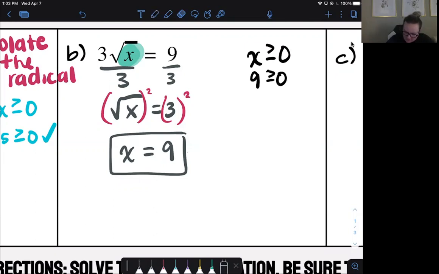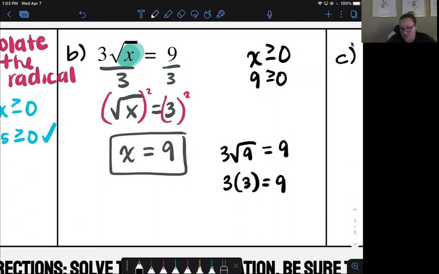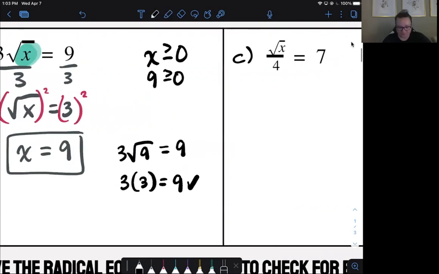And then if I plug it back in just to double check and make sure our answer works, 3 times the square root of 9 equals 9. The square root of 9 is 3, and 3 times 3 is in fact 9. So that checks out. If it didn't work, or if we got a solution that won't work under the radical, then we would say that it's extraneous. But so far, our solutions are working.